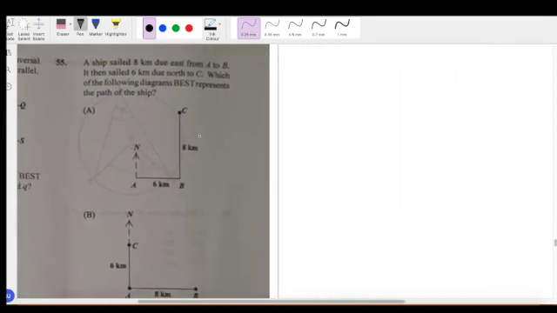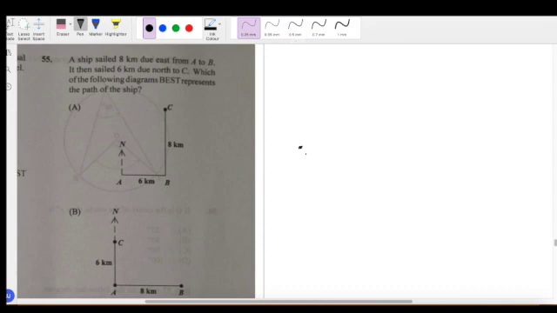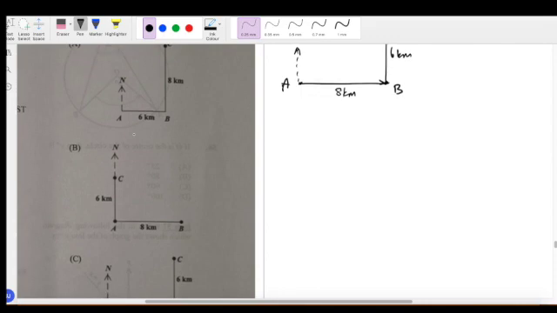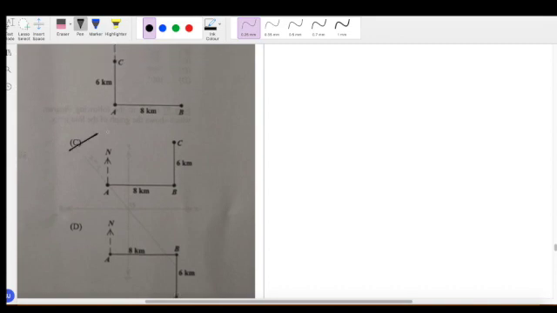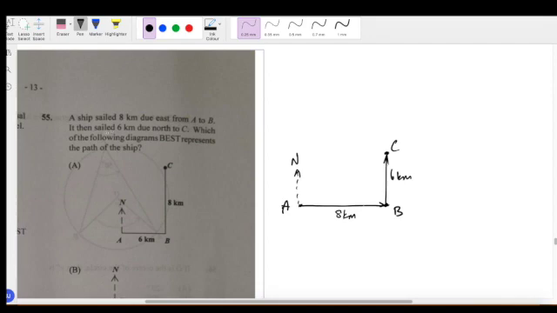55. A ship sailed 8 kilometers due east from the point A. So from the point A, we have 8 kilometers due east. Right? And this is my north line here. From A to B, so this will be B here. And then he sailed 6 kilometers due north, so due north 6 kilometers to C is here. Which of the following best represents the path of the ship? Well, we can see 8 kilometers, 6 kilometers, 8, 6, yep. It's A, B, C, yep. And let me just check. 8 kilometers due east from A to B, 6 kilometers north, no problem.